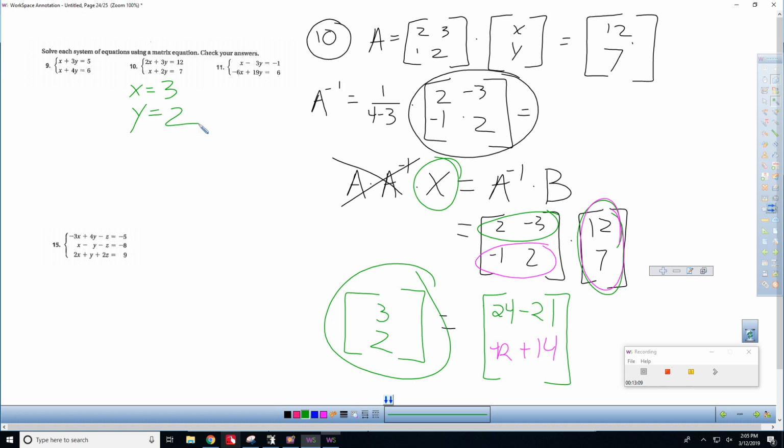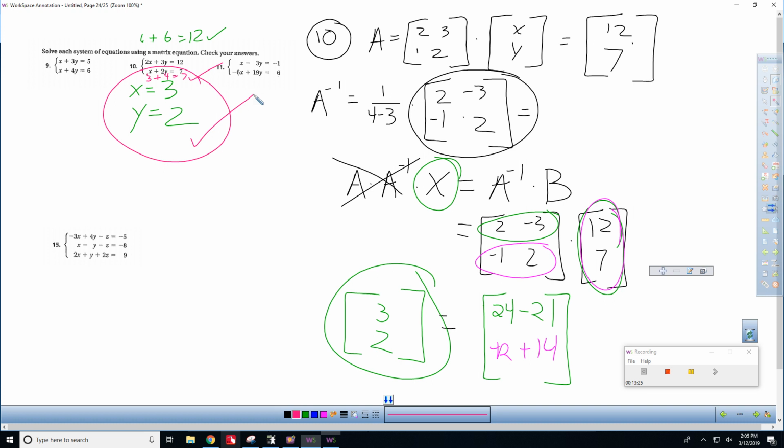Let's see if I got it right. 6 plus 6 equals 12. That one works. X equals 3, Y is 2. 3 plus 4 equals 7. And we know we're right. Nice. Now, 15 we're going to do on our calculator, okay?